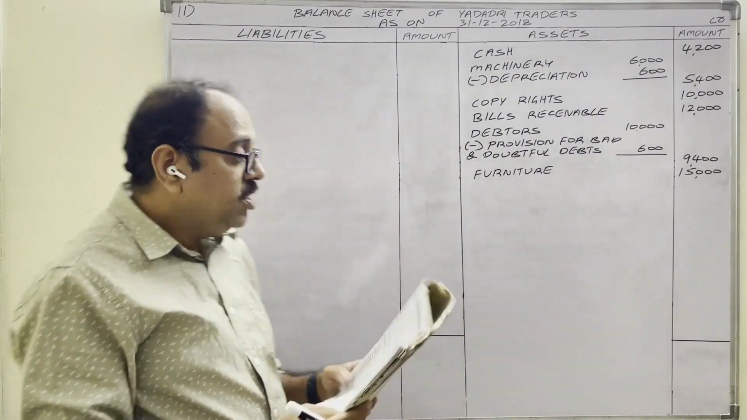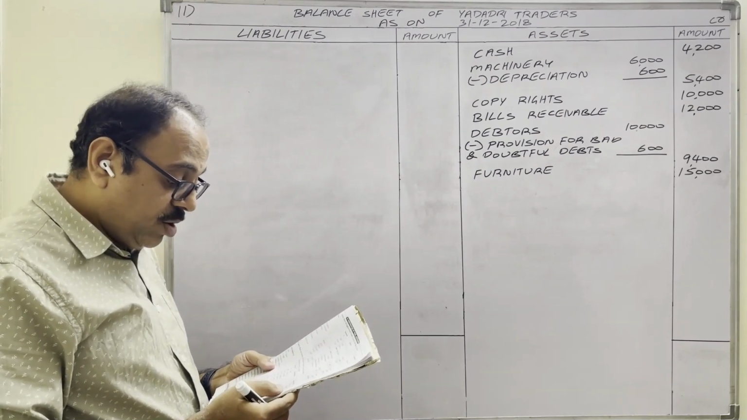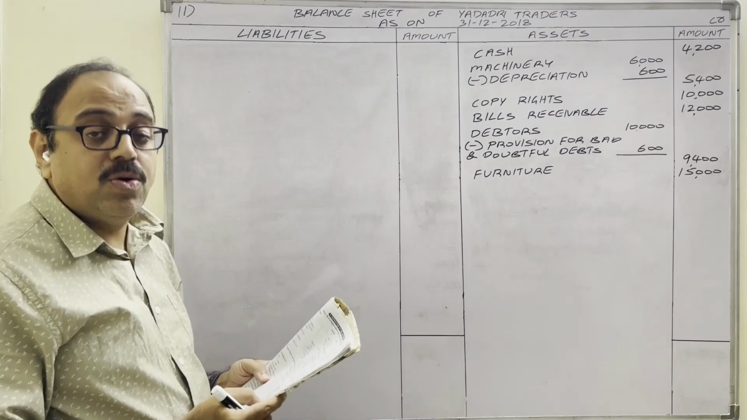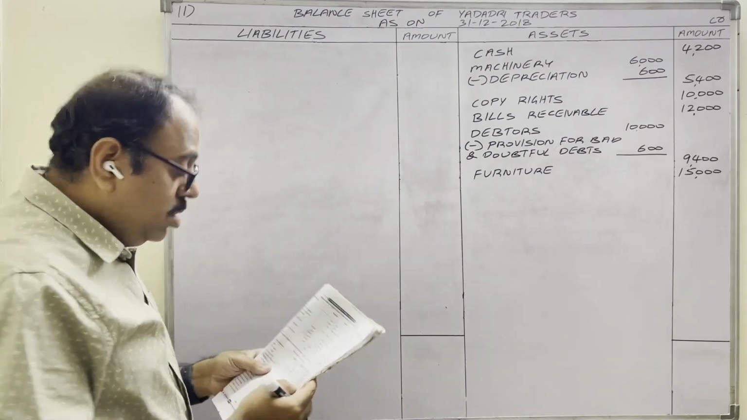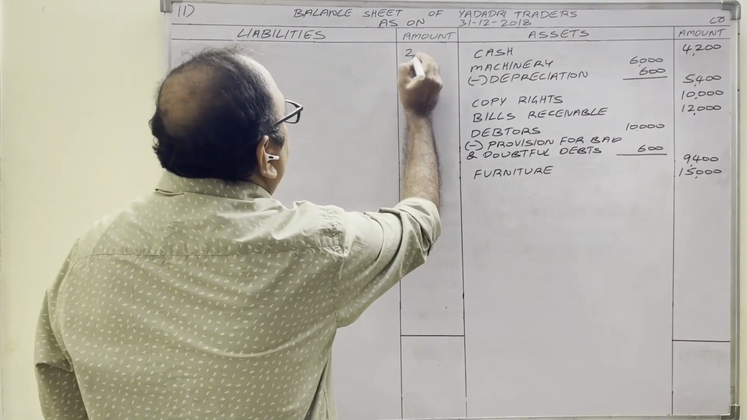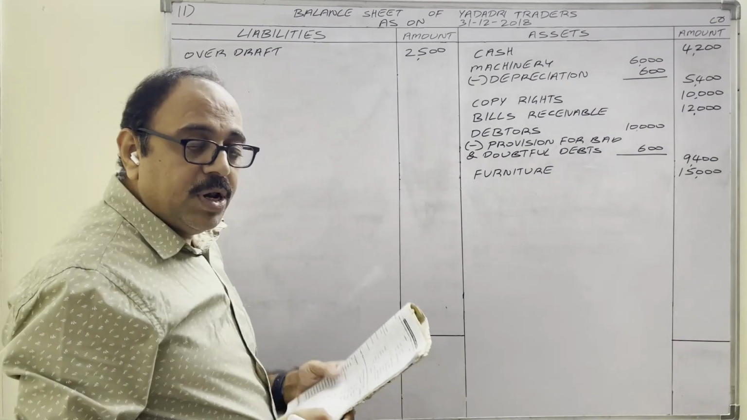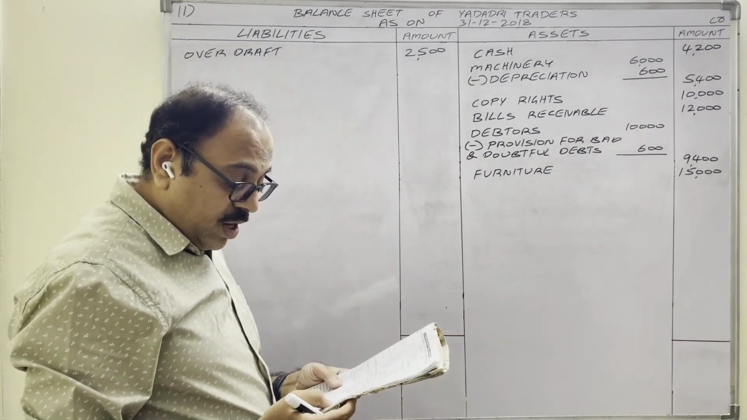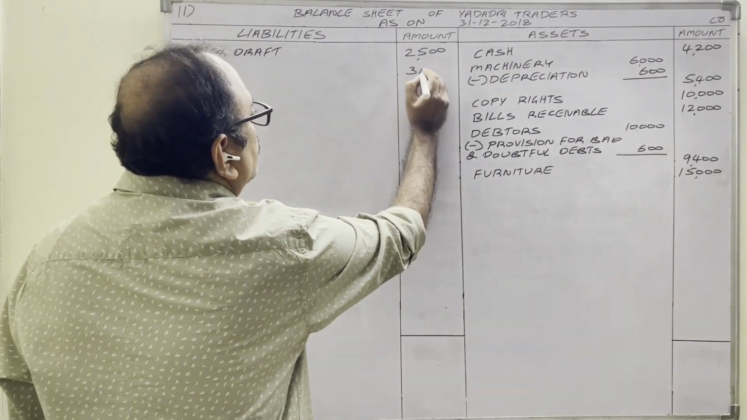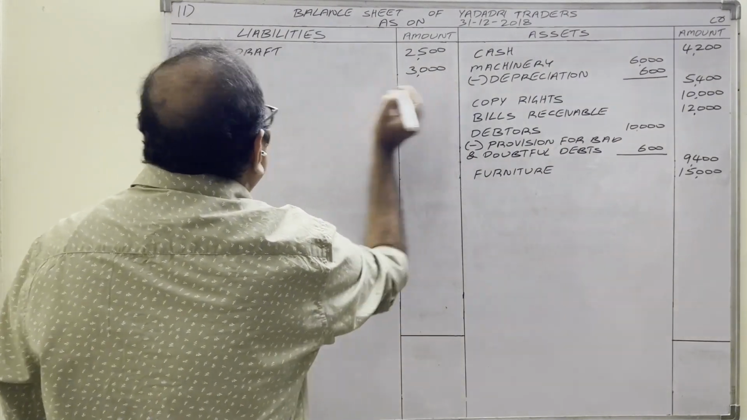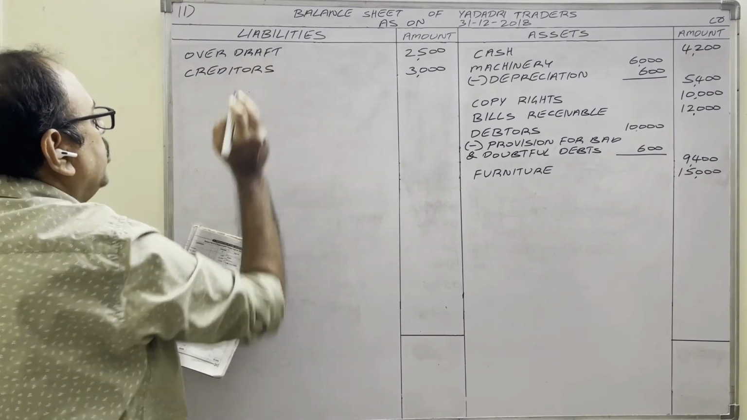Come to the credit side, means here the liability side. Sales, interest, discount, overdraft, bank overdraft. From the bank we took a loan. Liability, 2,500. Overdraft. Next, capital, liability. At the end we will show that. Creditors 3,000. Liability. Creditors. Trial balance amounts completed.